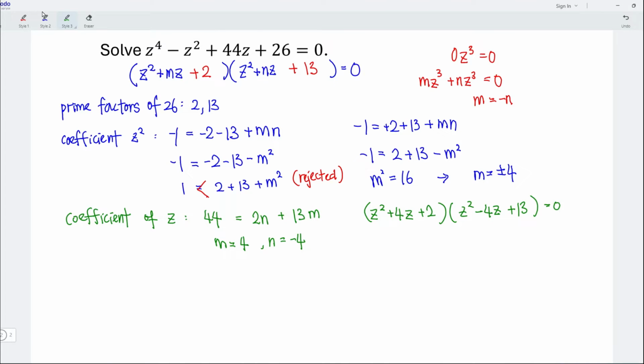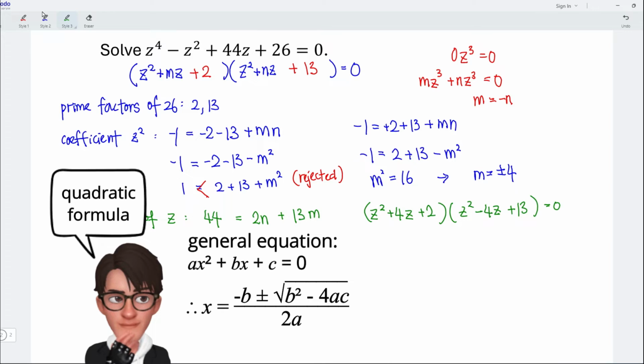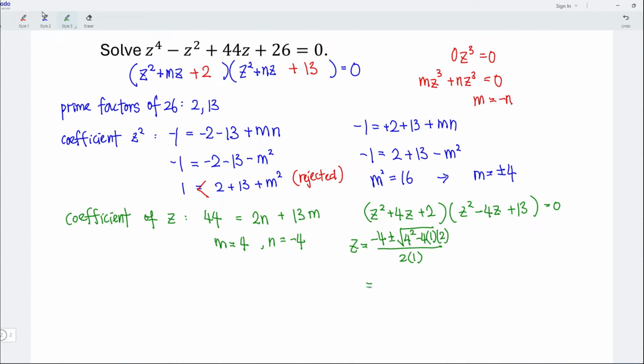Let's solve each quadratic function by using the quadratic formula. So we should have z is equal to minus 4 plus minus square root of 4 squared minus 4 multiply 1 multiply 2 divided by 2 multiply 1. Simplified, we obtain negative 4 plus minus square root of 8 divided by 2, or equivalently it should be negative 2 plus minus square root of 2.